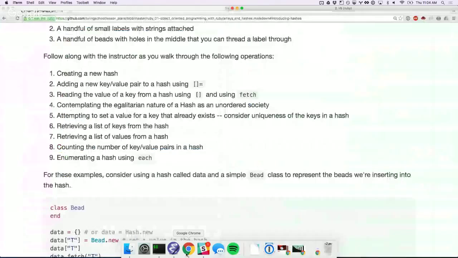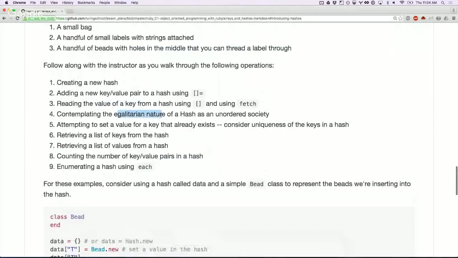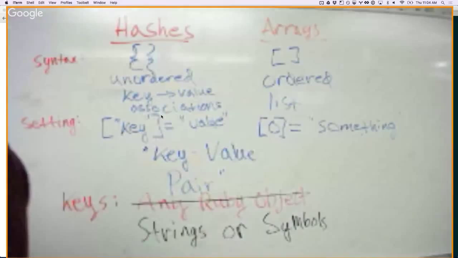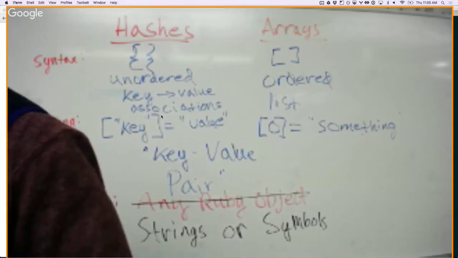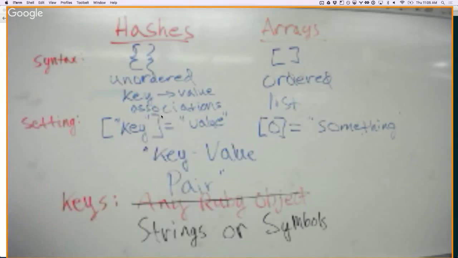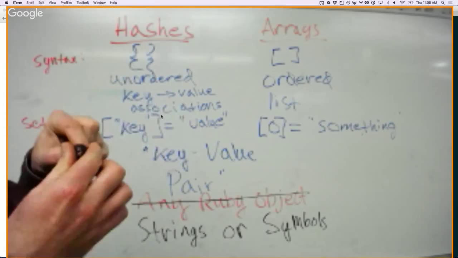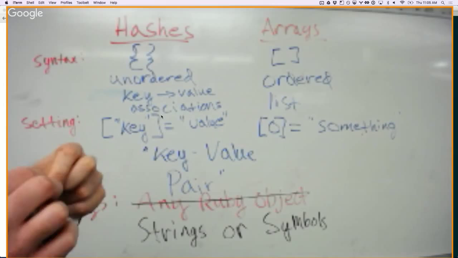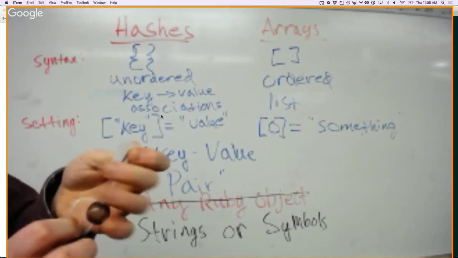All right. Let me see what other operations we've got here. Oh, that's good. That's the next one. Let's put in a couple more here. I'm going to put in a third. Let's put in another bead with the value of V, as in, I don't know, vociferous. So I got my key of V, my value of the bead, tie them together to make my key value pair.